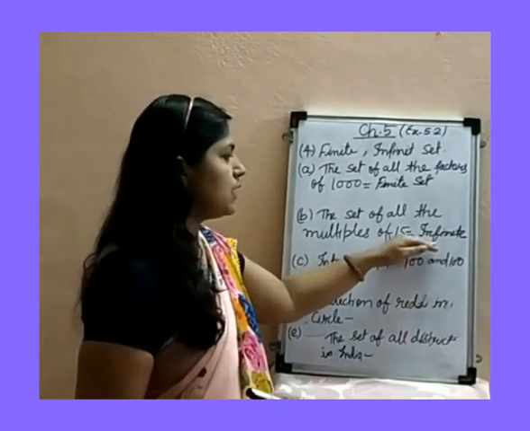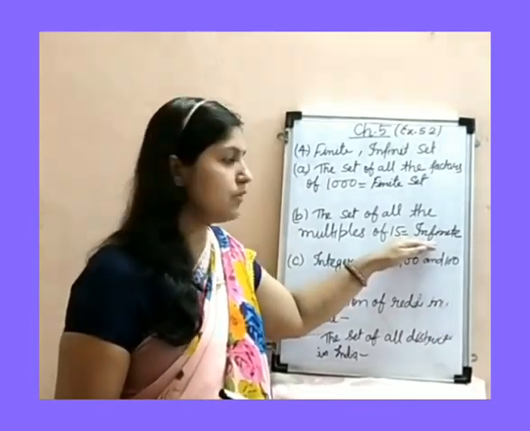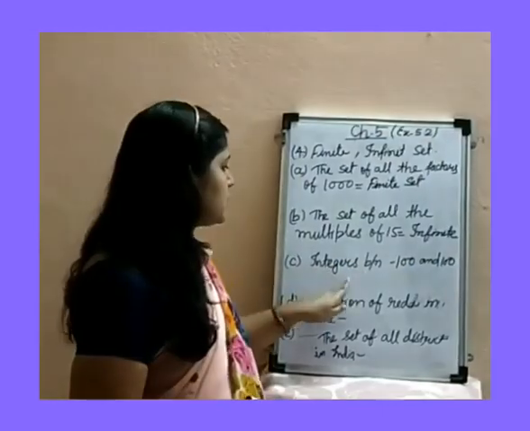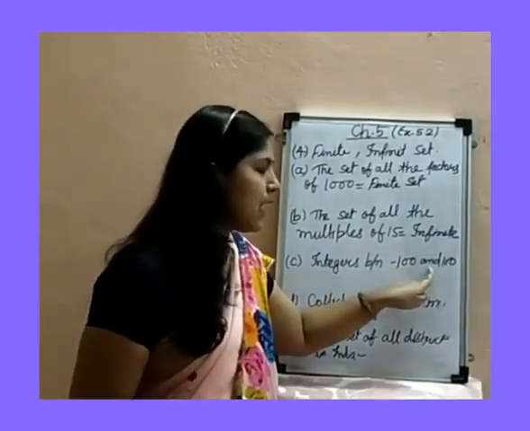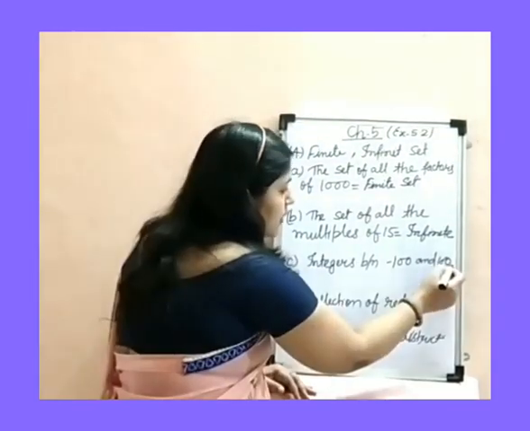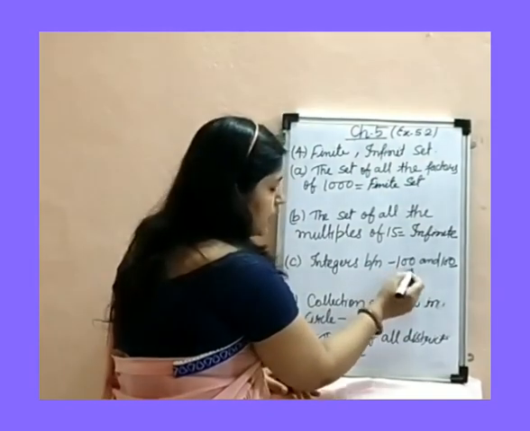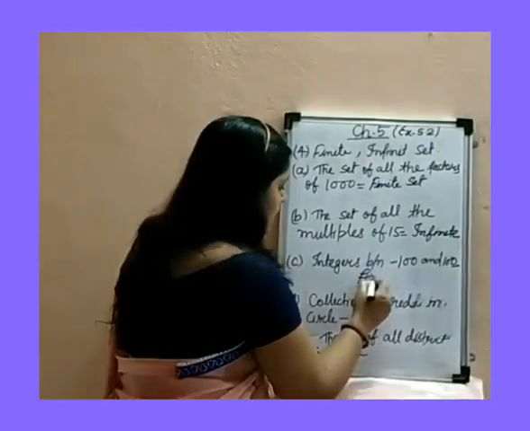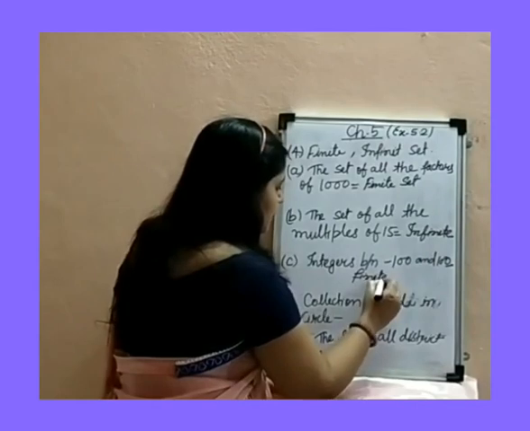If there is not any limitation of the numbers, that will be infinite. C. Integers between minus 100 and 100. Here is limitation. We need to write till 100 from minus 100. So this will be a finite set because here is limitation.